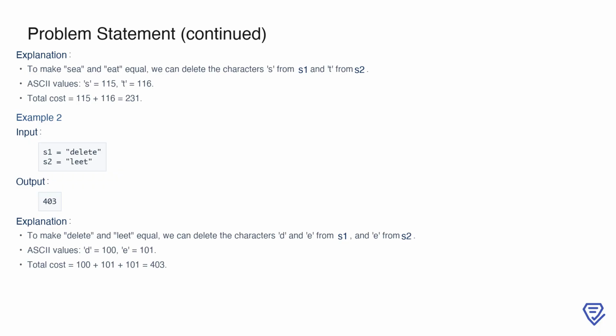Now, if we look at another example where S1 is "delete" and S2 is "leet", we can delete the characters D and E from S1, as well as one E from S2. The ASCII values of these characters are 100, 101, and 101 respectively, resulting in a total cost of 403. These examples illustrate how the deletions and their corresponding costs are determined to make the strings equal.